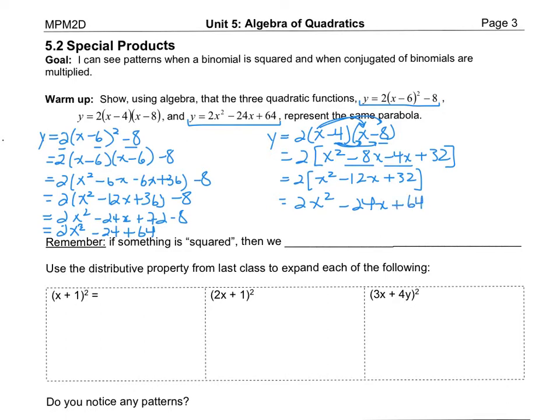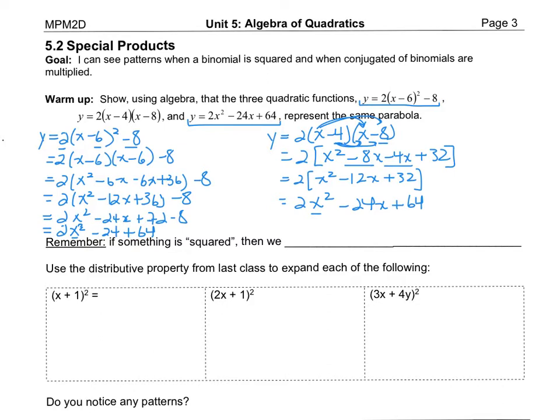So when we write each of these in what we call the standard form, the expanded and simplified form, you can see they are degree 2's. They all have x squareds in them, and they all represent the exact same parabola. All right, so that was just a quick warm-up question.